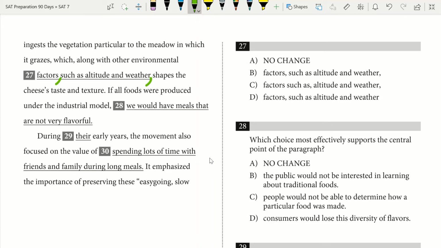So I'm going to look for an answer choice that offsets that. I see that answer choice B offsets it, so my answer there is going to be B. We want to offset that with commas because it's not essential. Okay, so our answer would be B for 27. All right, now we can go and move down.